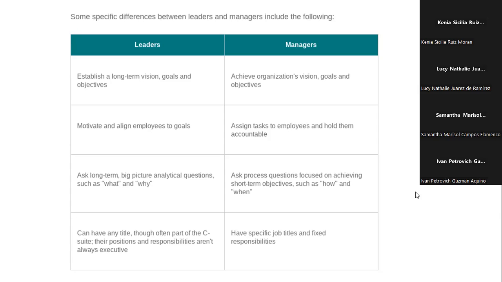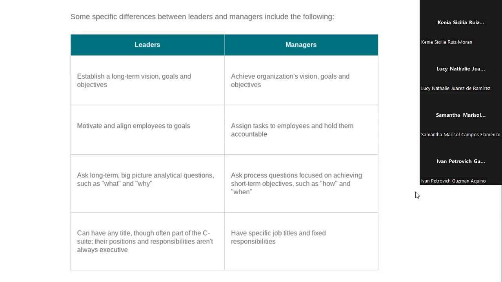Go and do it. So that is to be a manager. The other one says, ask long-term big picture analytical questions such as what and why. So in this part, leaders are like in general, right? The whole company. How do you want the company to work? And the other one for managers, ask process questions, focus on achieving short-term objectives such as how and when. So in the other one, it's going to be long-term, and this one is going to be shorter.